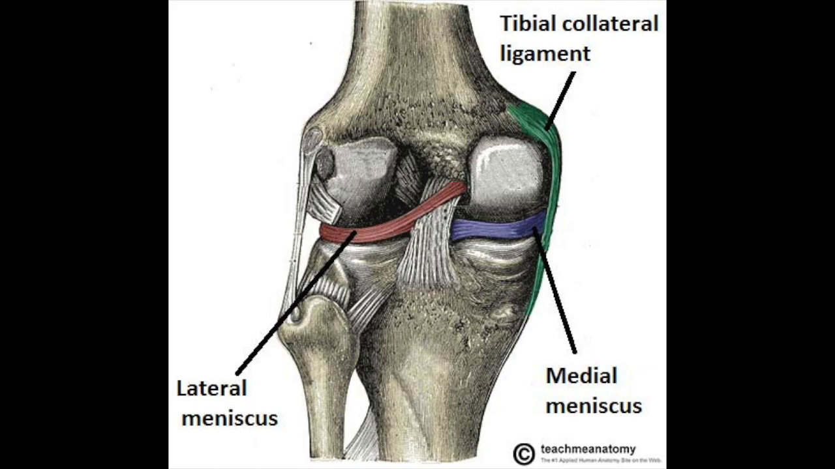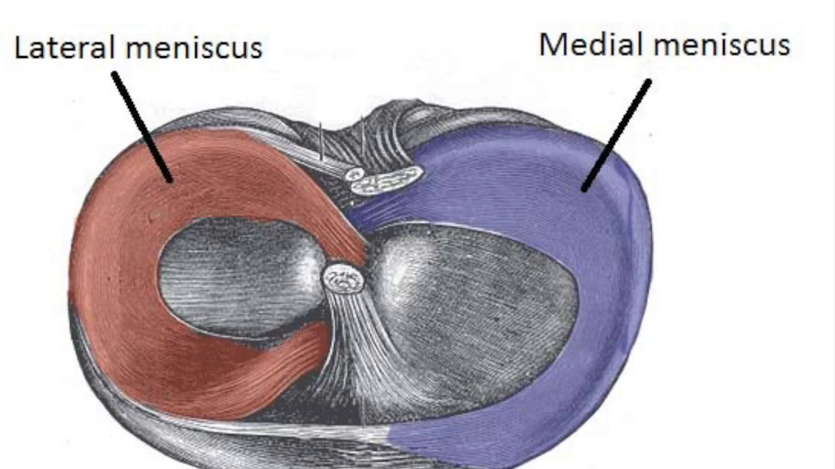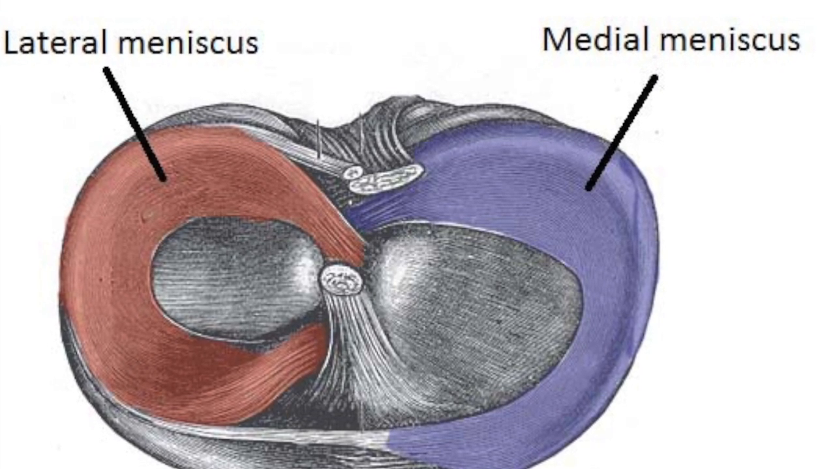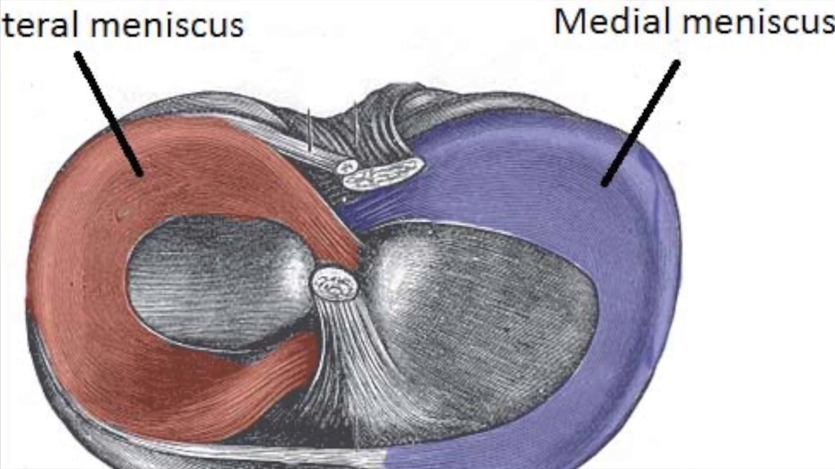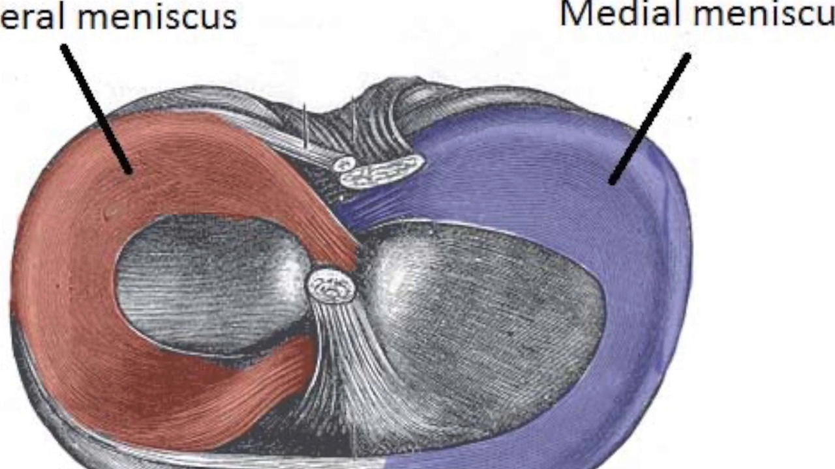The tibia has two menisci, the medial and lateral meniscus. These are fibrocartilage, C-shaped, and attached to the tibia at its intercondylar area. This serves two roles. It deepens the tibia's articular surface to increase joint stability, and it increases the surface area, hence serving as a shock absorber.